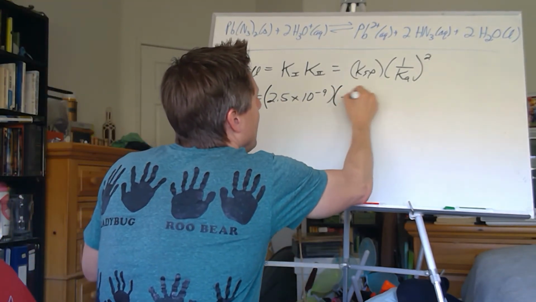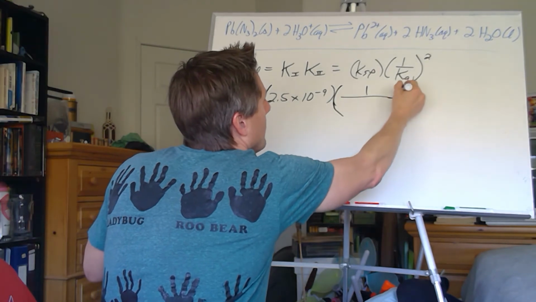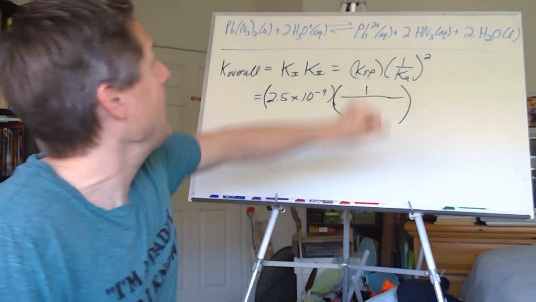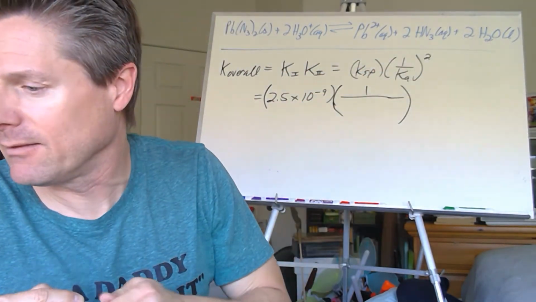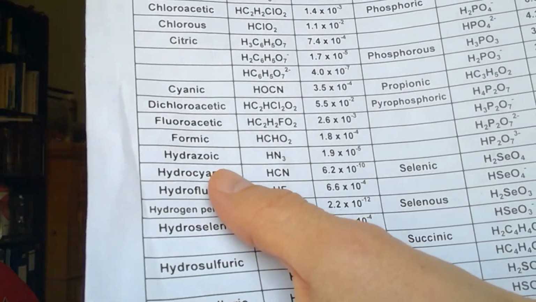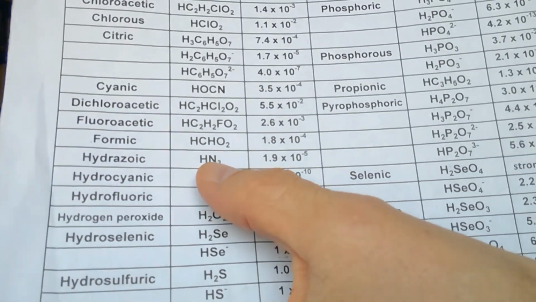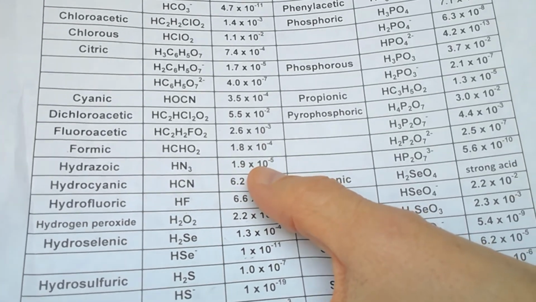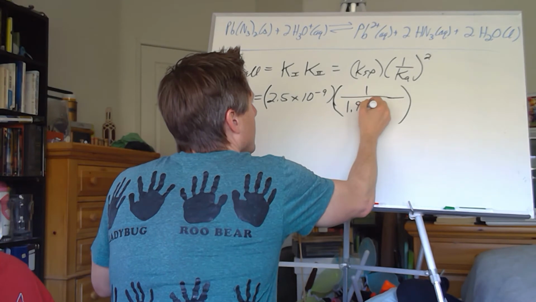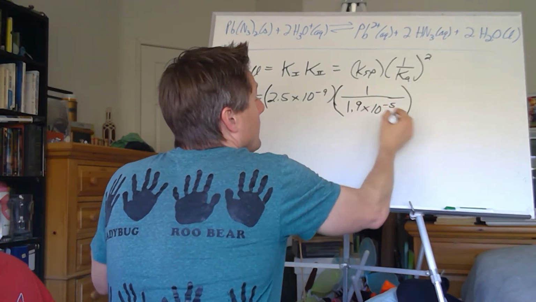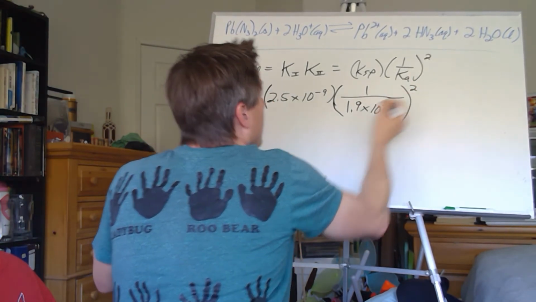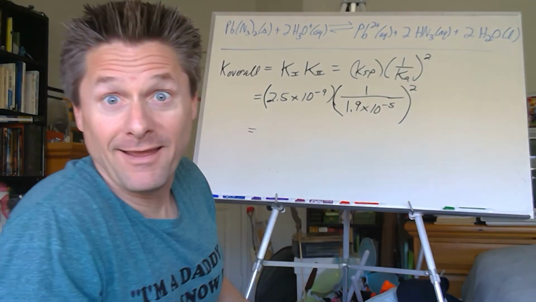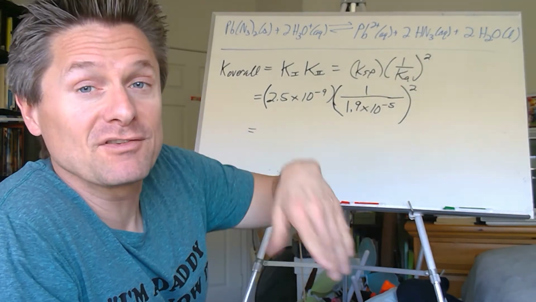Now let's find the Ka value for HN3. What was that, hydrazoic acid or some weird thing like that? All right, so here's our K values. Hydrazoic acid, HN3, looks like a 1.9 times 10 to the minus 5. You see that? Let's write that there. Don't forget to square it. A lot of times I'll screw that up too. I'll forget to square things.